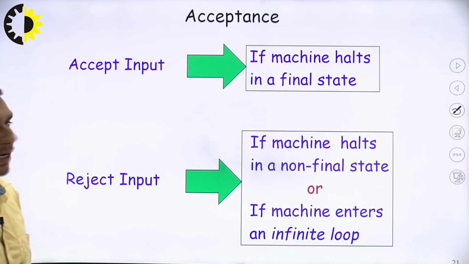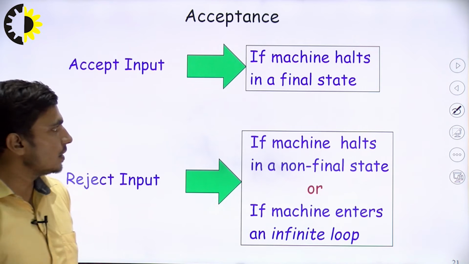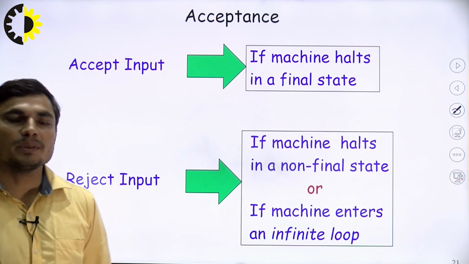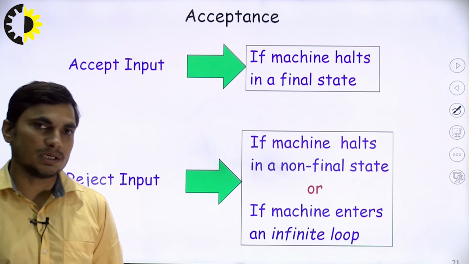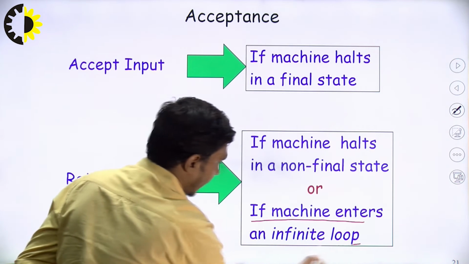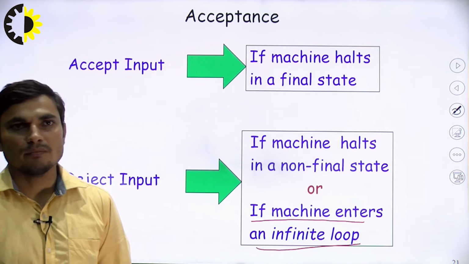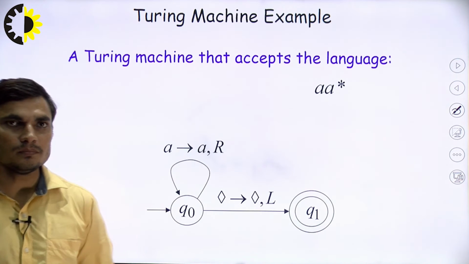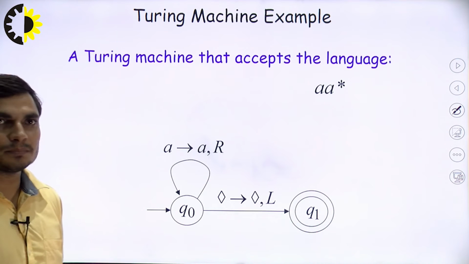When we talk about the acceptance of a certain string on this Turing machine, the Turing machine will accept an input if the machine halts in a final state. If the machine halts in a non-final state, or if the machine enters an infinite loop, in both cases we will reject the input.